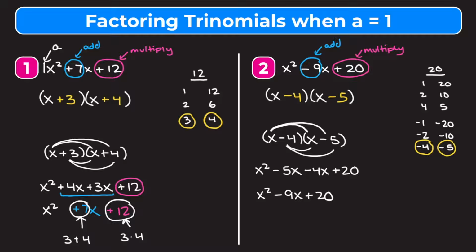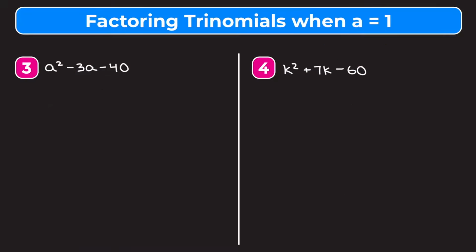So let's go through some more examples. Number 3 is a squared minus 3a minus 40. This time our c term is negative. And remember, we're trying to find two numbers that multiply to this, that add to negative 3.